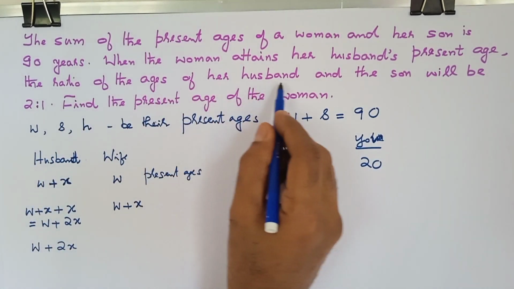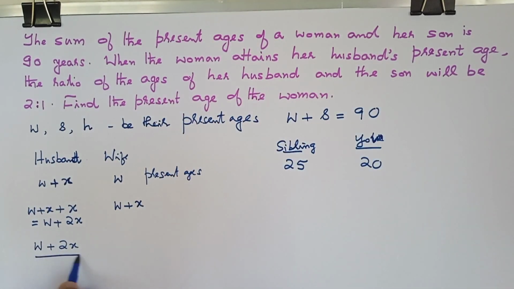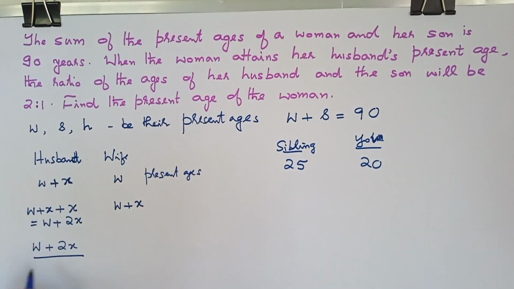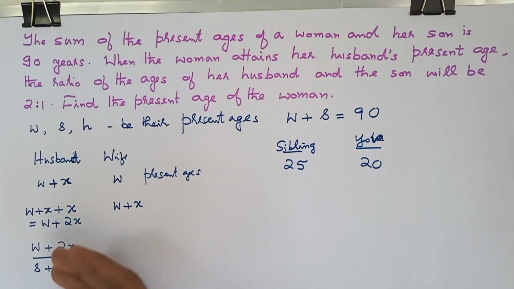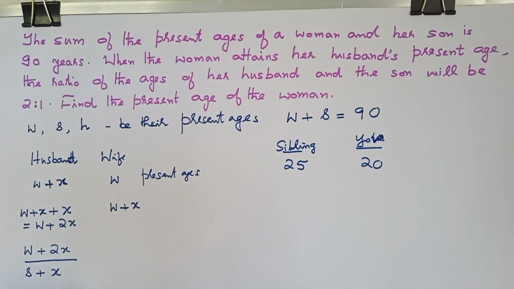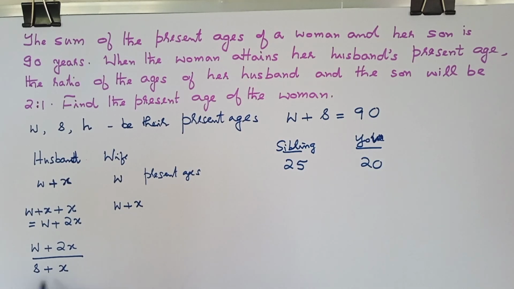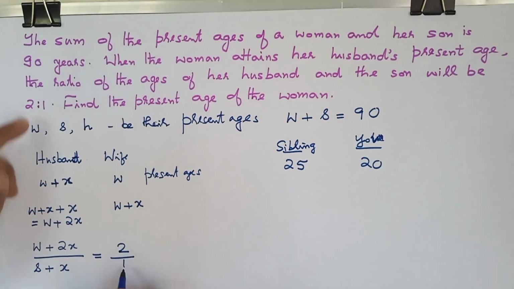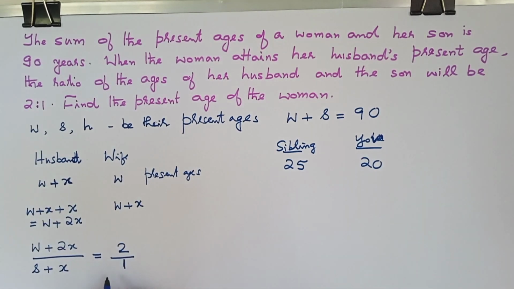So the ratio of the ages of the husband and the son. And the son's present age is assumed to be S. But here what will come? S plus X. Because we are looking at the case of all these people after X number of years. The son also will get older by X number of years. So this will be the age of the son after X years. This will be the age of the husband after X years. Now this ratio is given to be 2 by 1. Can you see this? Okay.